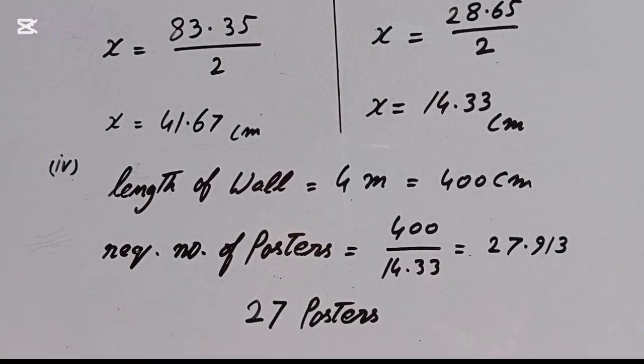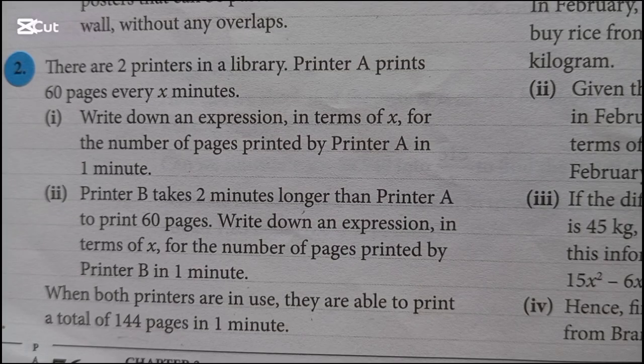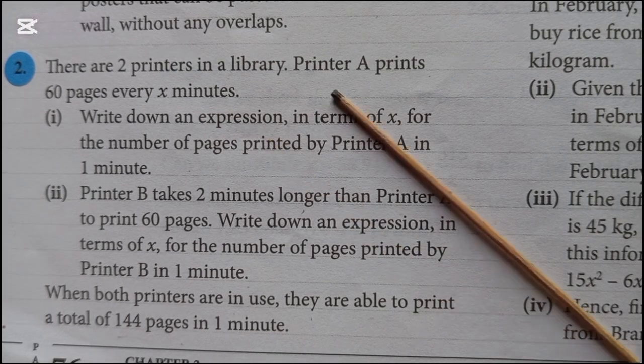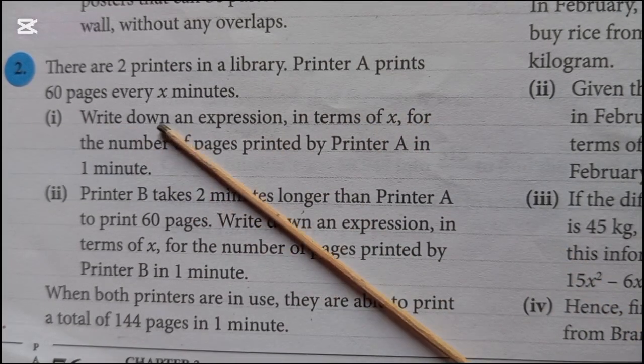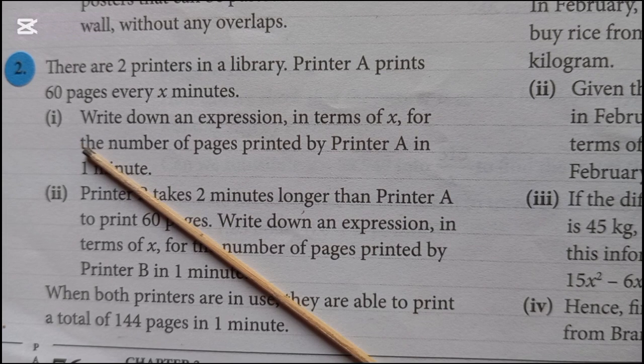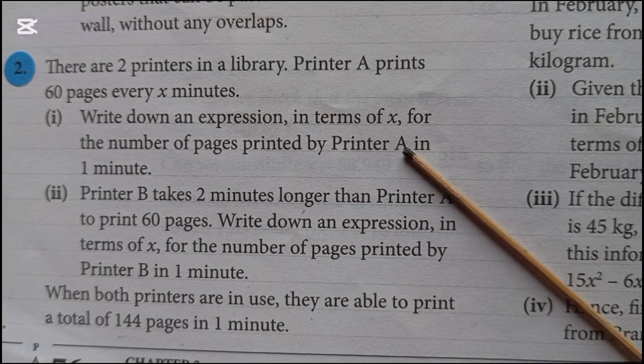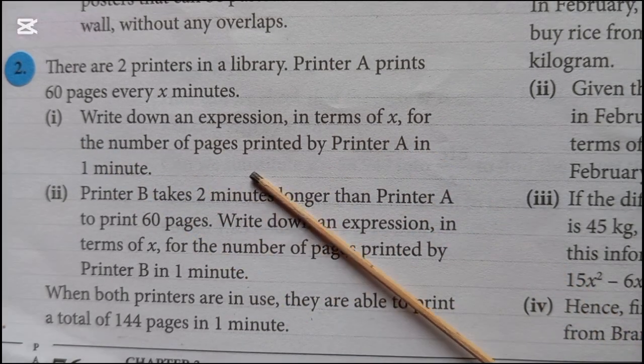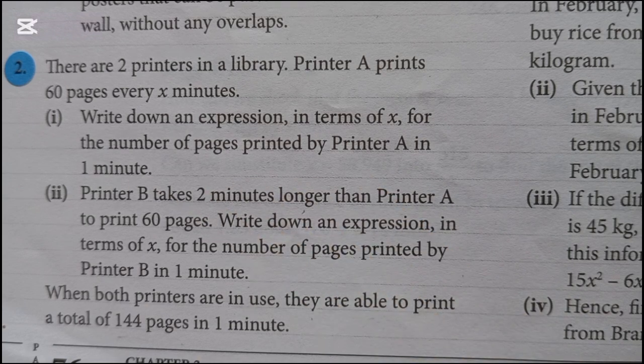The statement of the question is, there are two printers in a library. Printer A prints 60 pages every X minutes. Number 1. Write down an expression in terms of x for the number of the pages printed by the printer A in 1 minute.